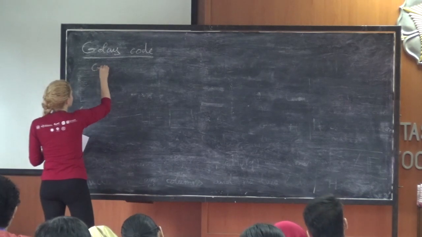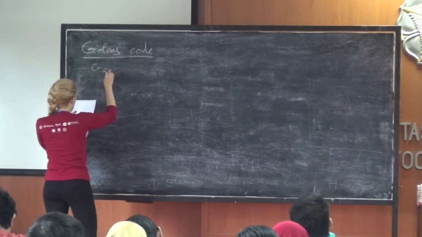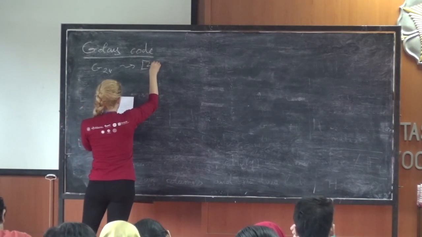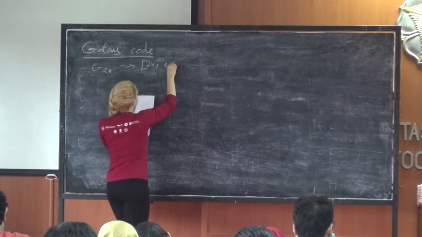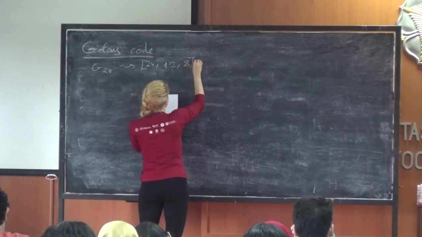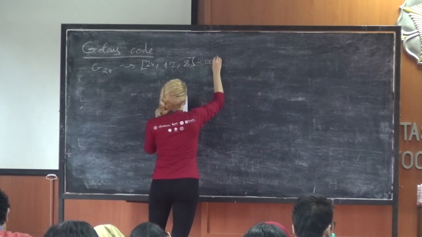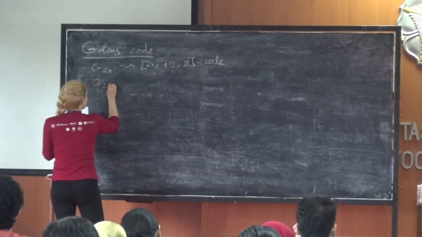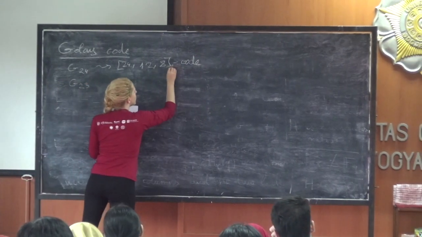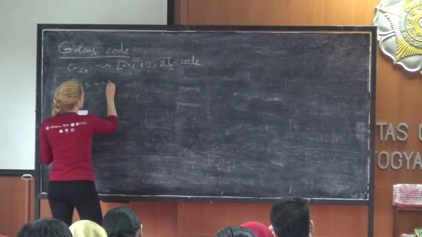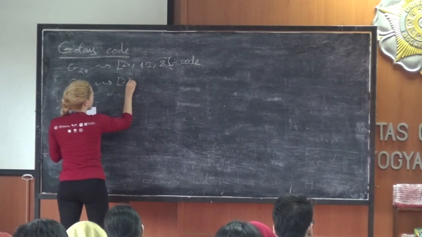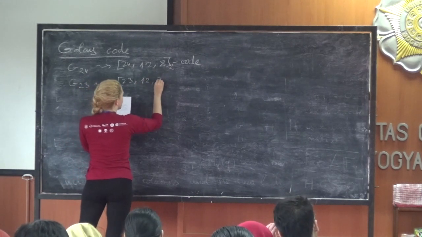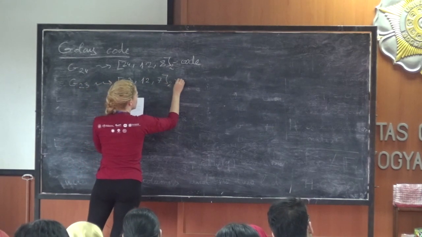So they are the G24, that is a 24, 12, 8 code, the G23, and q equal to 2. They are binary codes. And this one was a 23, 12, 7, 2 code.